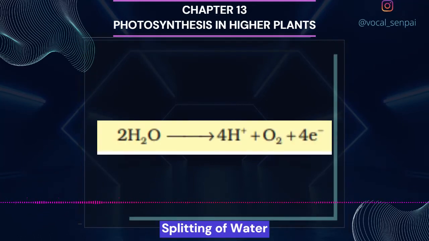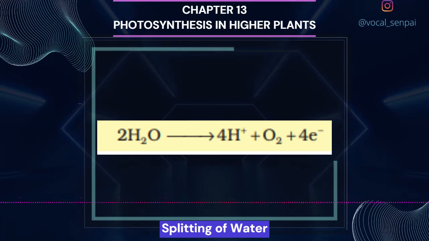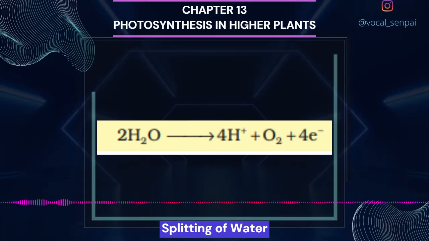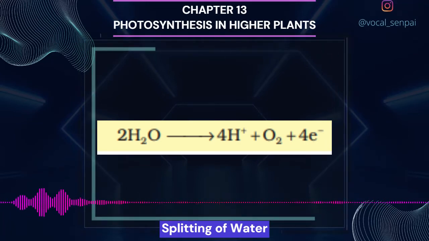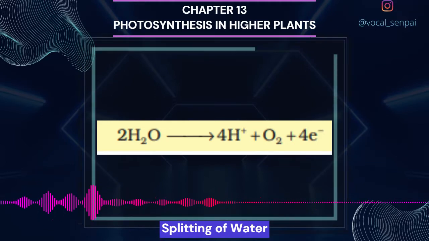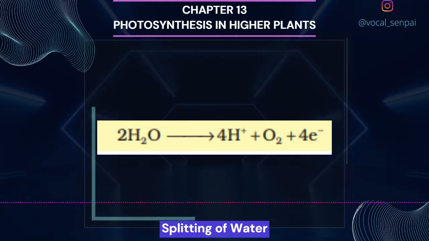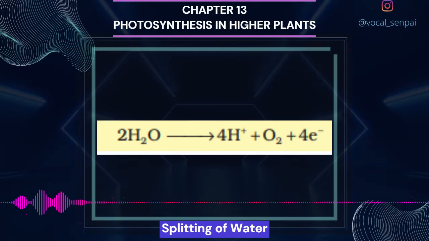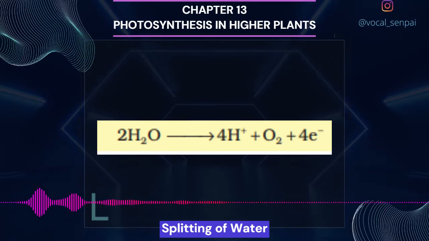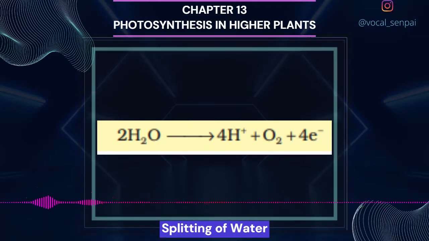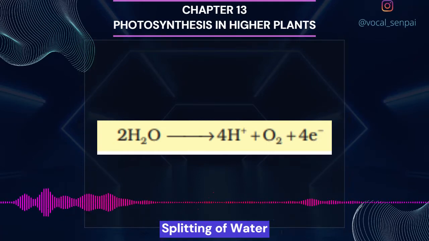Splitting of water. You would then ask, how does PSII supply electrons continuously? The electrons that were moved from photosystem II must be replaced. This is achieved by electrons available due to splitting of water. The splitting of water is associated with the PSII.